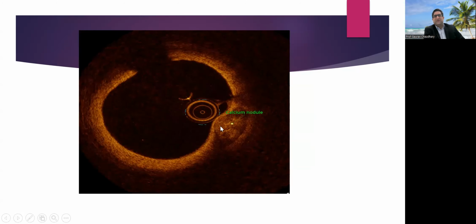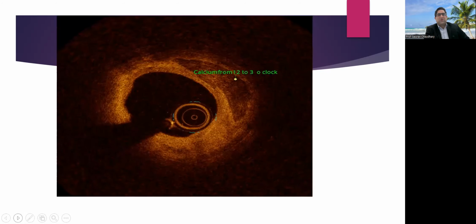In the same patient, in the distal part of the vessel, we could see at 3 o'clock a structure which has regular margins, with some ground glass appearance. So this is a localized calcific nodule that can be seen between 3 and 4 o'clock. And a bit distal to that, we could see almost a similar structure, but this is what is called sheet calcium, because we can see a longitudinal sheet-like calcium which has regular margins.